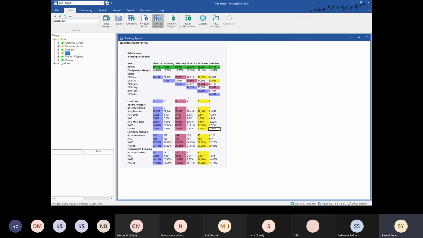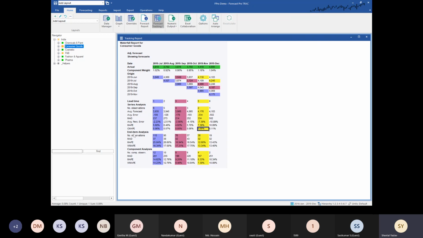Again, this is a very important factor because I would want to give more importance to an item which is contributing highly to my sale, right? And that's what the component weight over here represents. Similarly for the rest of the items as well.